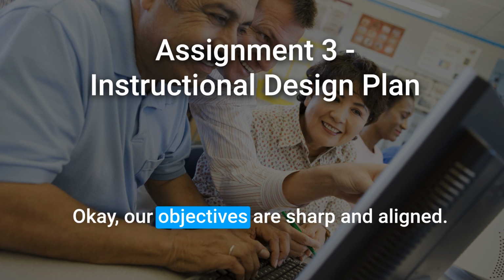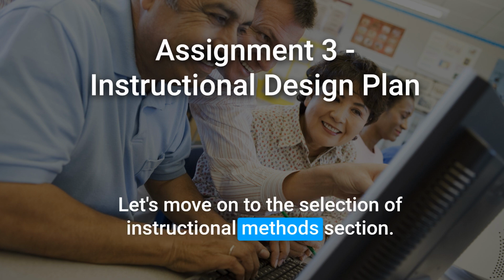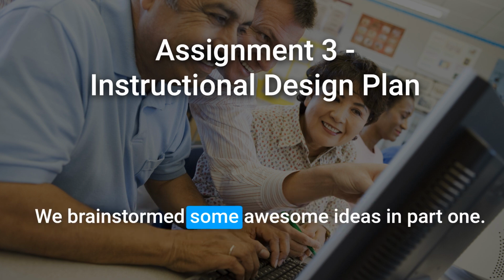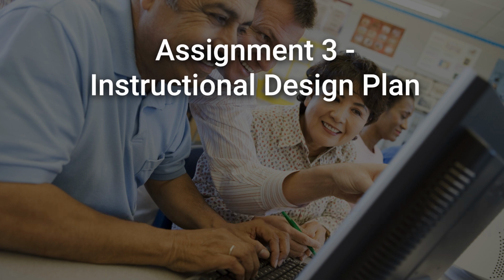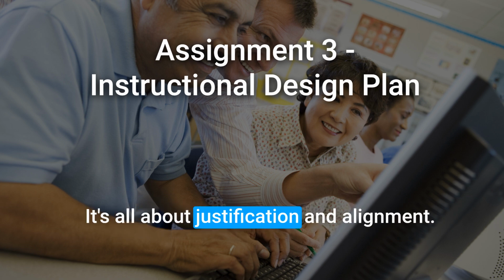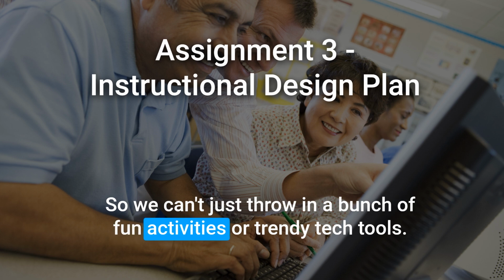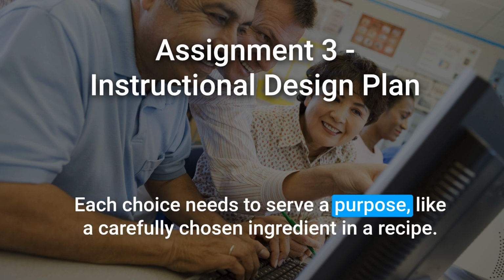Okay, our objectives are sharp and aligned. Let's move on to the selection of instructional methods section. We brainstormed some awesome ideas in part 1. But how does the rubric guide us towards making the best choices? It's all about justification and alignment. The rubric wants to see a clear rationale behind each method you select, and it needs to connect back to those learning objectives. So we can't just throw in a bunch of fun activities or trendy tech tools. Each choice needs to serve a purpose, like a carefully chosen ingredient in a recipe.